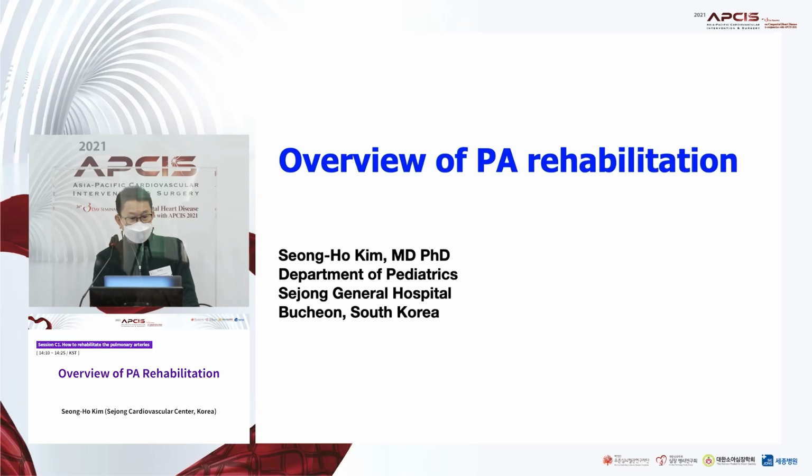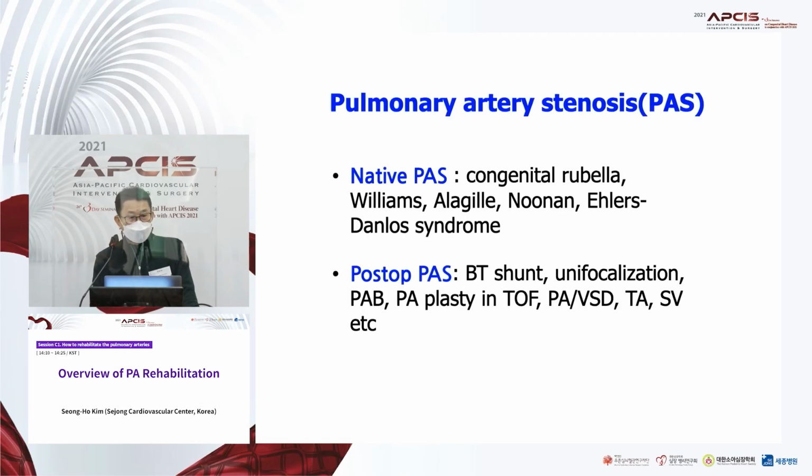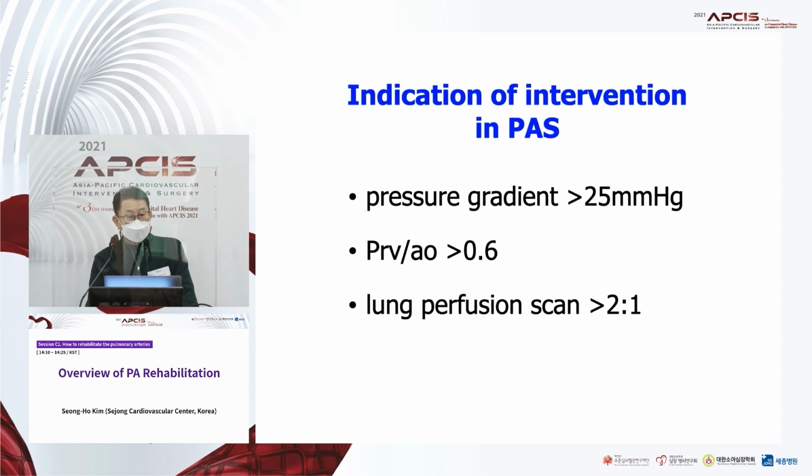I'll give an overview of pulmonary artery rehabilitation. Pulmonary artery stenosis is observed in native pulmonary arteries, such as in a syndrome case like this, and is also observed postoperatively, after a shunt, unifocalization, banding, or PA plasty. The usual indication for intervention is a pressure gradient of more than 25, an RV to aorta pressure ratio of more than 0.6, and a lung perfusion scan showing a distribution of more than 2 to 1.